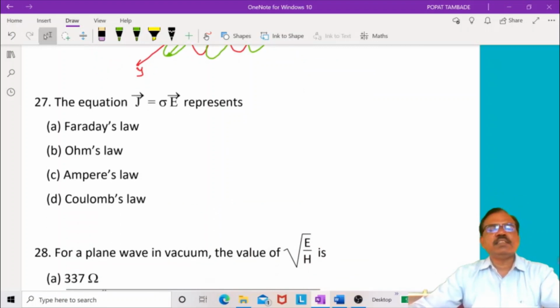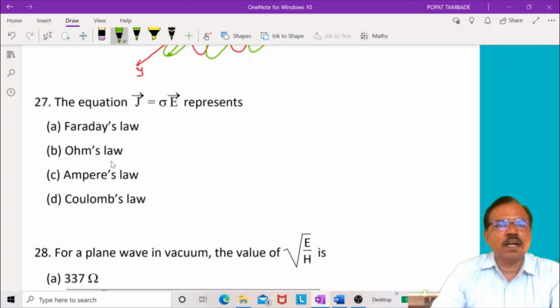The equation J is equal to sigma E, where J is current density, sigma is conductivity and E is electric field, represents what? Actually, this is the microscopic form of Ohm's law.